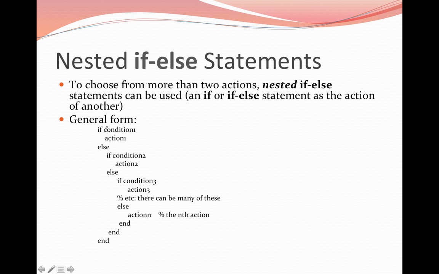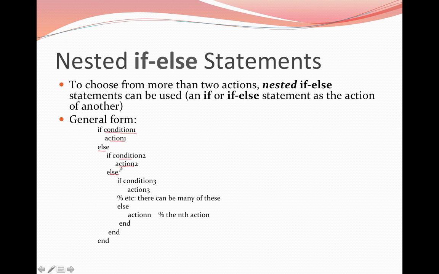So here's an example in which we have condition 1, I'll call it. So if condition 1 is true, then we execute action 1 and we're done. We skip over the rest of this entirely. But if we get to the else, that means the condition 1 was false. So then we're going to check another condition. If condition 2 is true, then we execute action 2, and now we're done. We don't look at the rest of it.